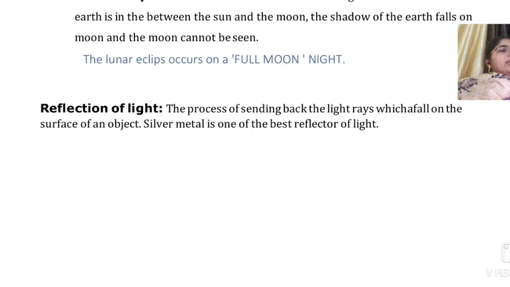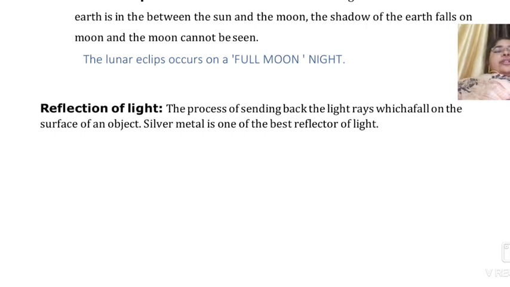So students, remember the perfect definition of reflection of light: the process of sending back the light rays which fall on the surface of an object. This process is called reflection of light. Sometimes, students, we see that we can see any object. So what is the process to see an object through light?